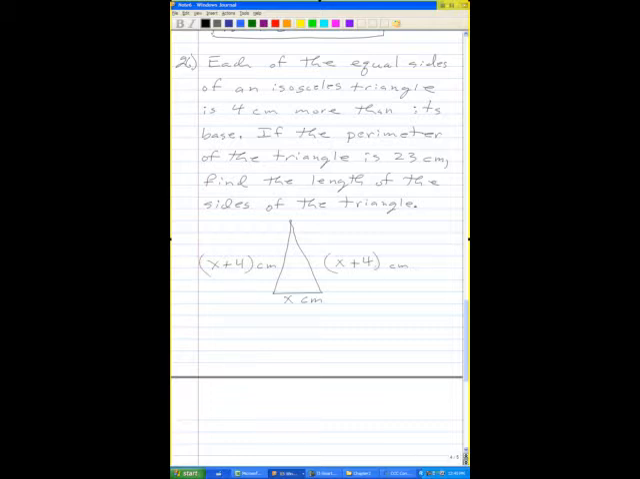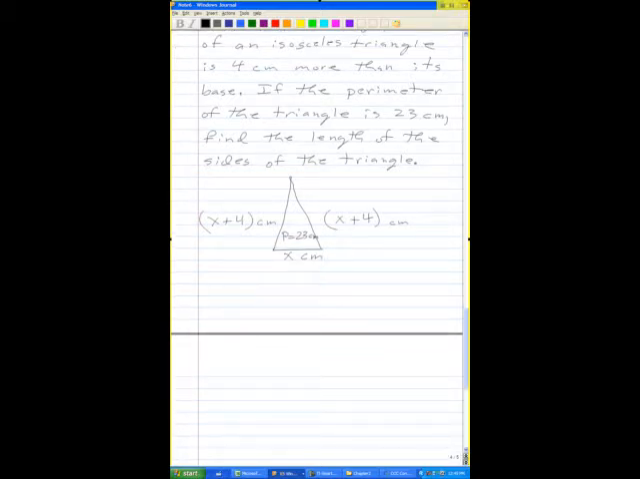And so let's do this. And its perimeter is 23 centimeters. And so the perimeter is just the distance around. So I have here x plus 4 plus another x plus 4 should equal 23. Let me multiply the 2 inside the parentheses. And so x plus 2x plus 8 equals 23.